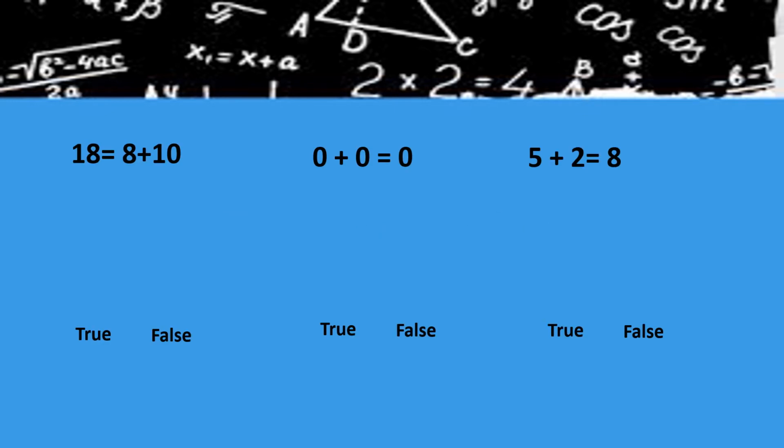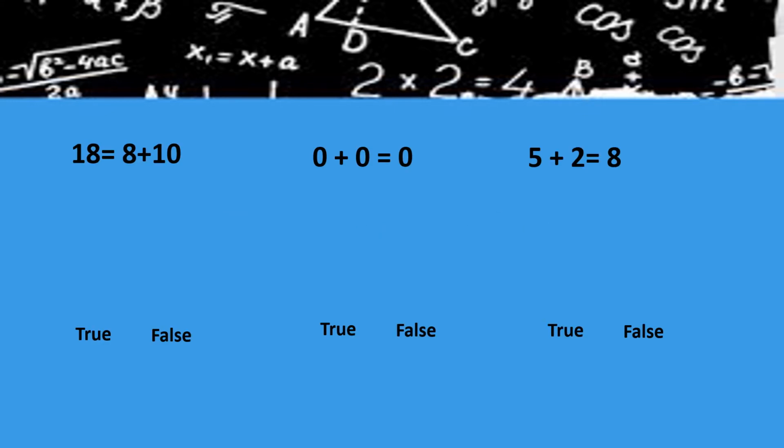In this lesson, we have to determine if addition or subtraction equations are true or false. How do we know if an equation is true or false? An addition or subtraction equation is true if the values on each side of the equal sign are the same. An addition or subtraction equation is false if the values on each side of the equal sign are not the same. Let's take a look at some examples.